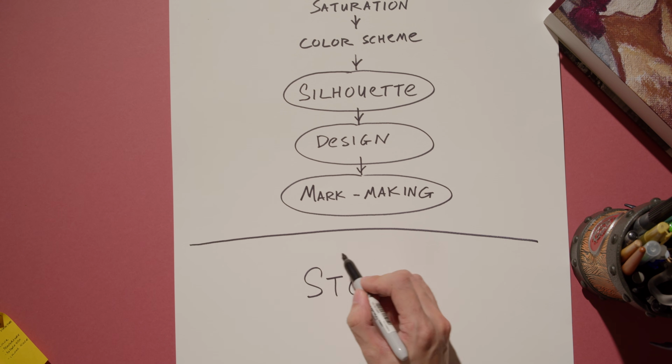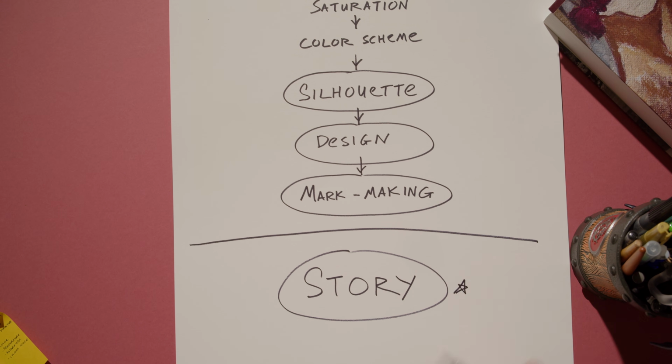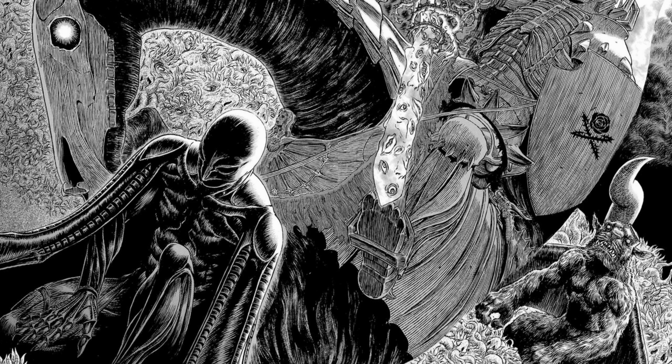Alright, this is a big one and might be the biggest one. And the reason it isn't at the top of the flowchart is because it sits underneath everything else. That is to say, every decision you make is in support of your story. Every painting should start here. What story am I trying to tell?